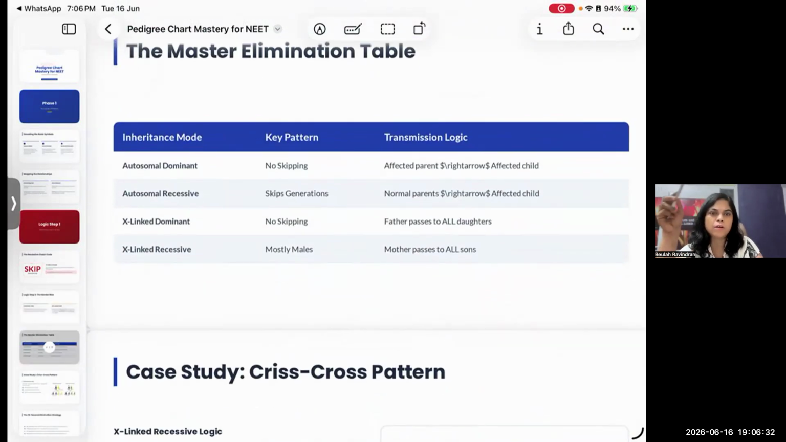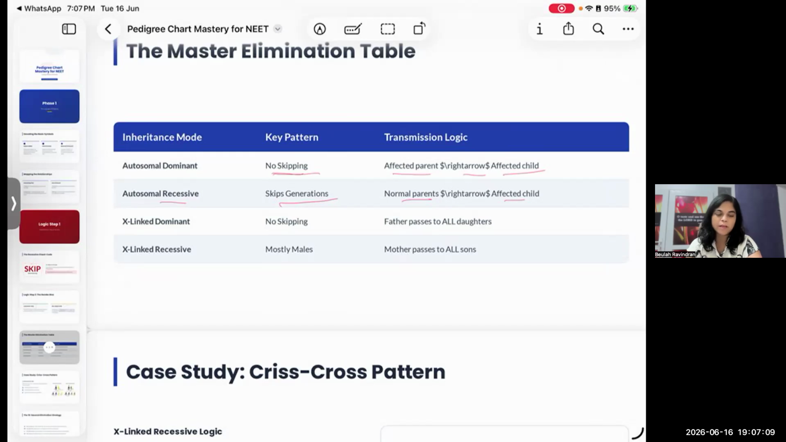If you try to test all 4 possibilities on a chart during the exam, you run out of time. So here is the secret workflow. You must understand autosomal dominant: no skipping. Autosomal recessive skips generations. In autosomal dominant, an affected parent leads to an affected child. In autosomal recessive, normal parents lead to an affected child.